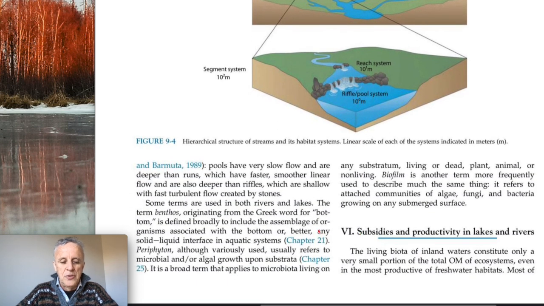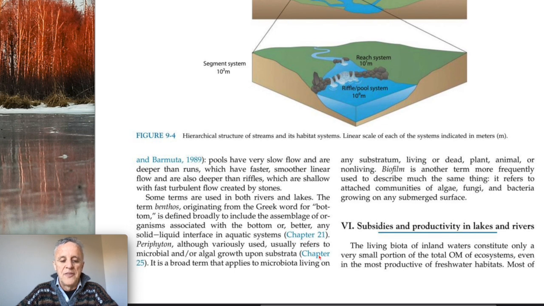Some terms are used in both rivers and lakes. The term benthos, originating from the Greek word for bottom, is defined broadly to include the assemblage of organisms associated with the bottom, or better, any solid-liquid interface in aquatic systems. Periphyton, although variously used, usually refers to microbial and/or algal growth upon substrata. It is a broad term that applies to microbiota living on any substratum, living or dead, plant, animal, or non-living.